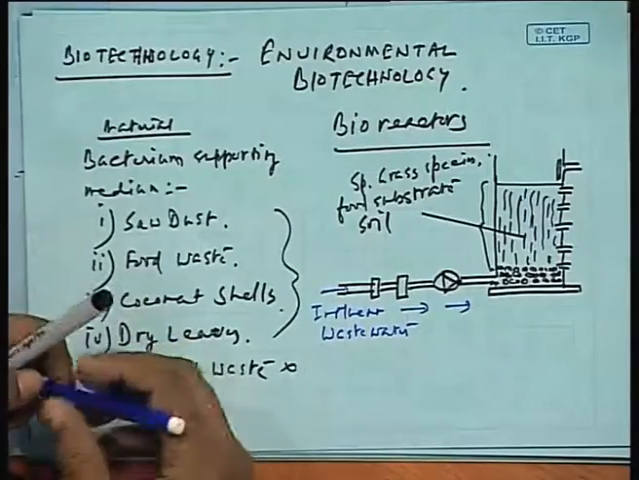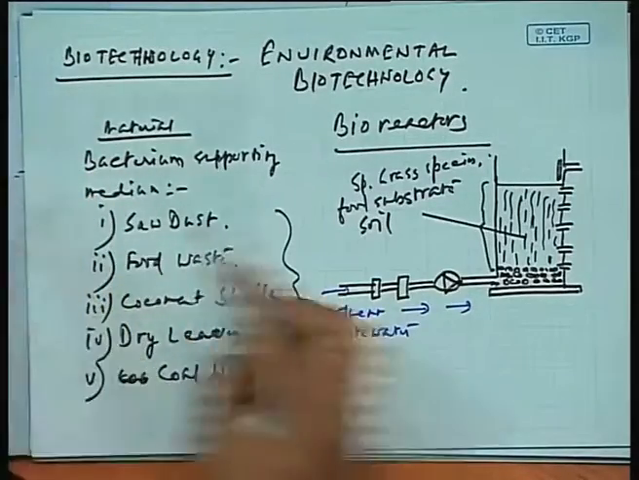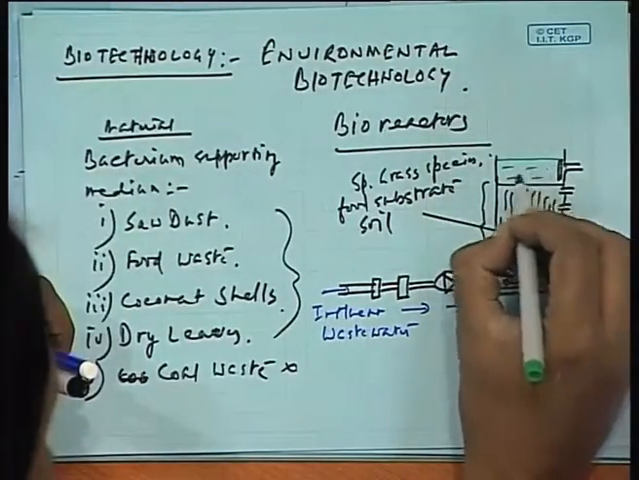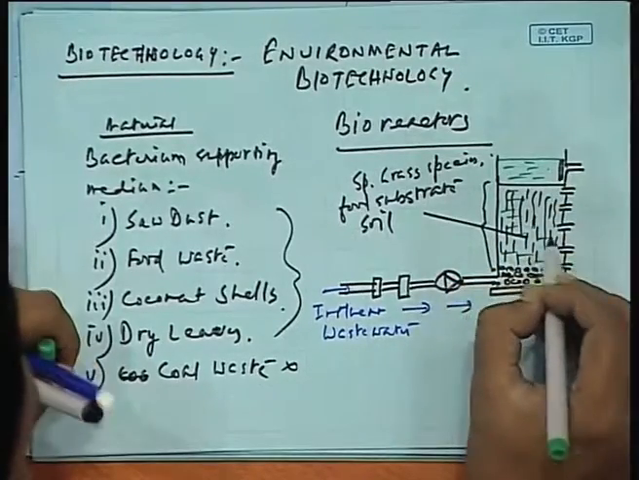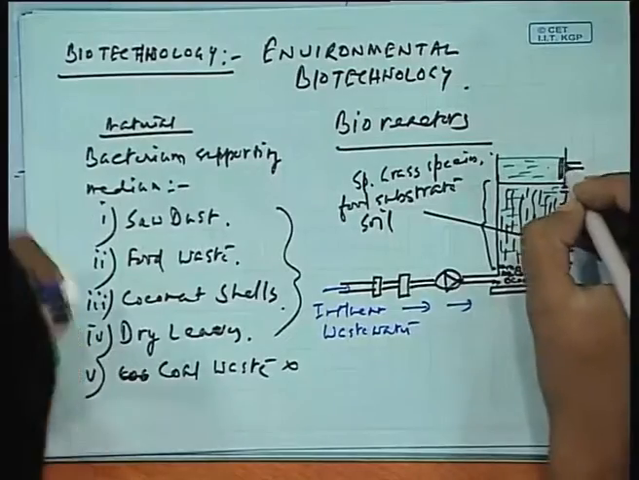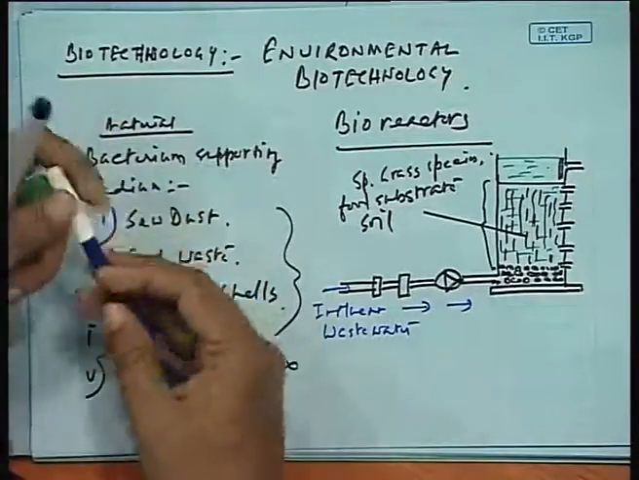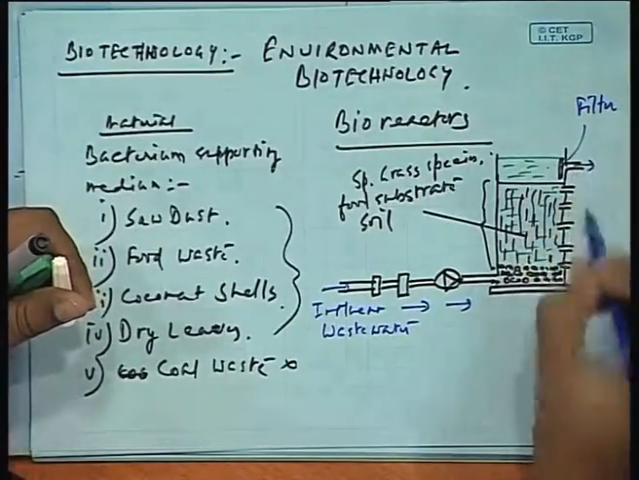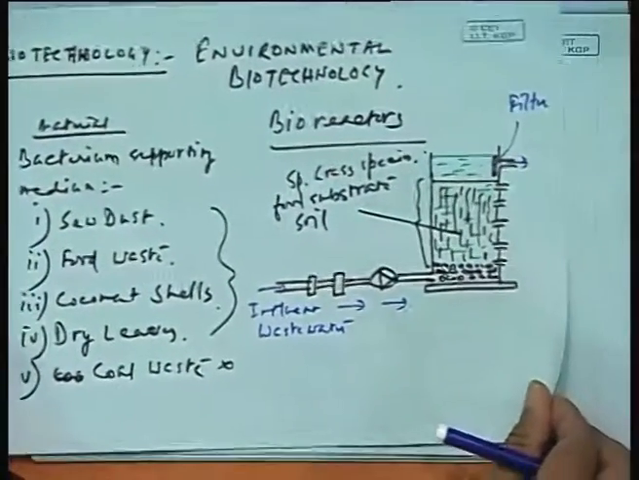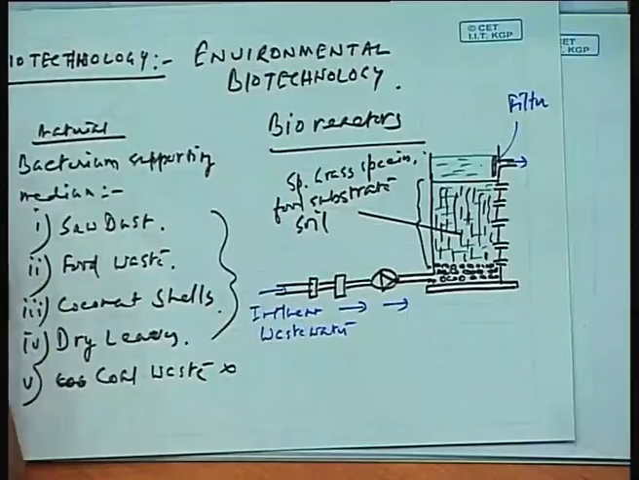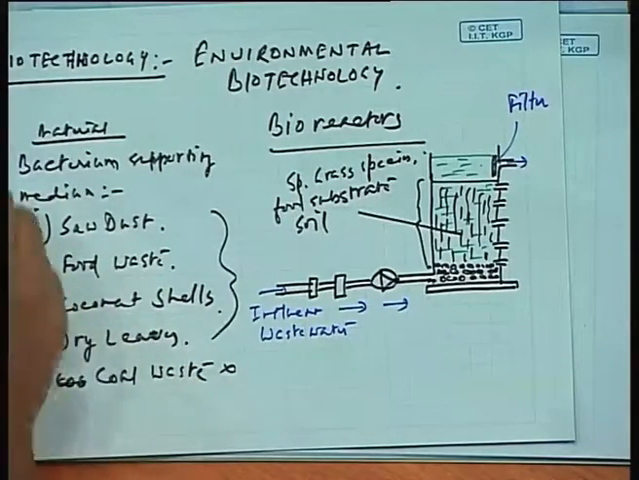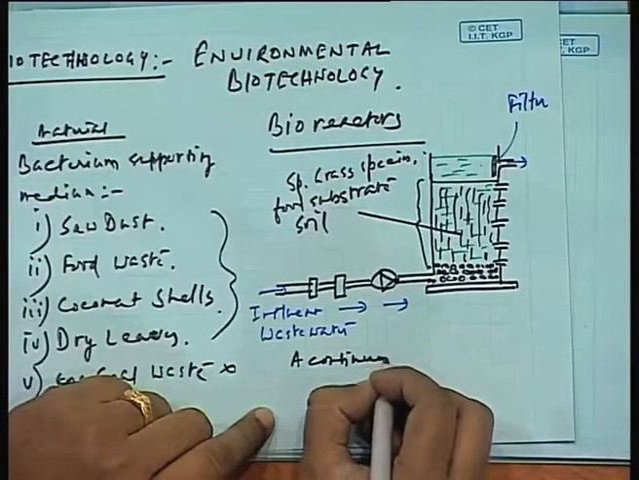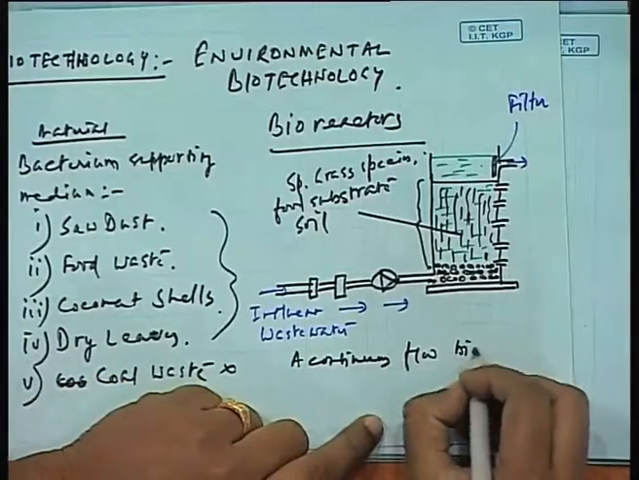This particular water, as you can see here, this is the level it would rise to. You can see this water being continuously fed like this. There would be a filter here, and through this the water would be out. This is a continuous flow. This is a continuous flow bioreactor.